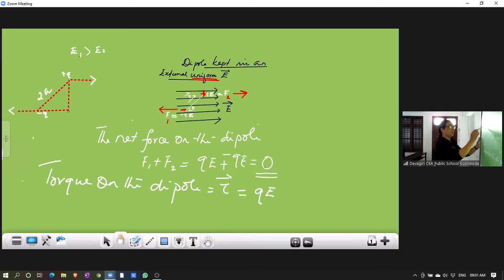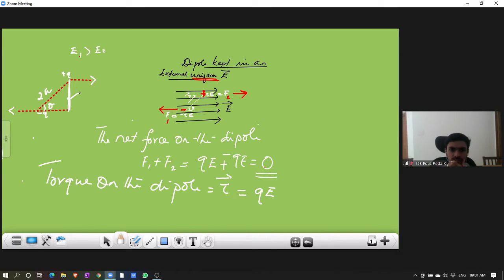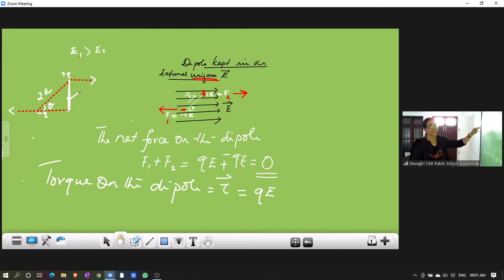And how can you find out? The inclination is given as theta. The dipole is kept at an angle theta with the electric field. This angle is already given. If this theta and this 2a are given, what value can I take for this perpendicular distance? One of you please tell me. 2a sin theta. How did you get that? Looking at this triangle, sin theta is equal to opposite side by hypotenuse. So this by 2a is sin theta. So 2a sin theta is nothing but this distance. This is the perpendicular distance I need. So I need to multiply QE with 2a sin theta.